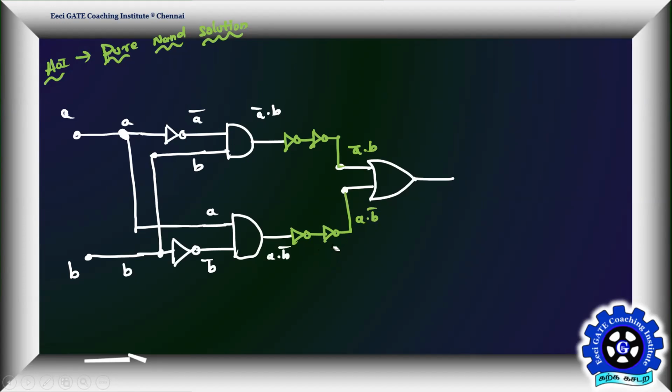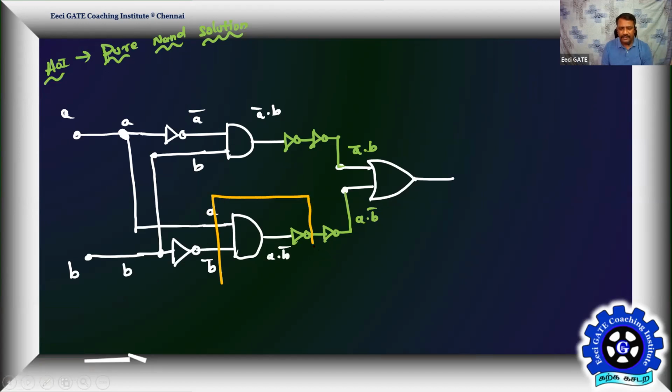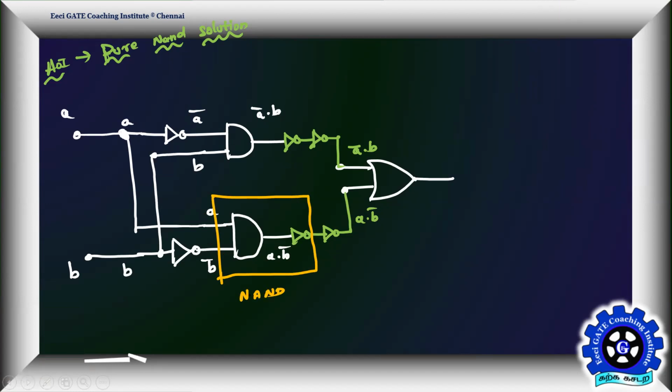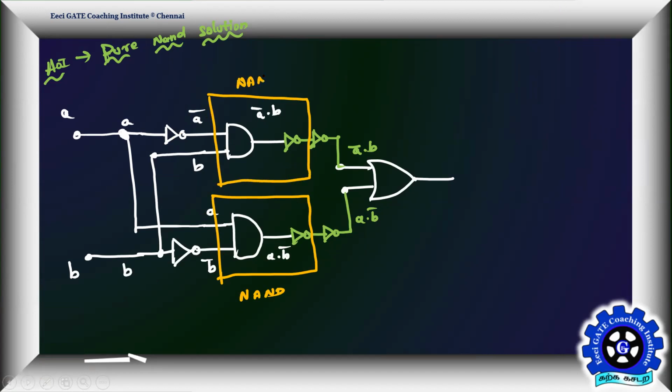Okay, so what is the benefit we are going to get out of this? I know this is going to be a NAND. Yes or no? And this is also going to be a NAND. And that's how one can convert an AOI solution into pure NAND solution.